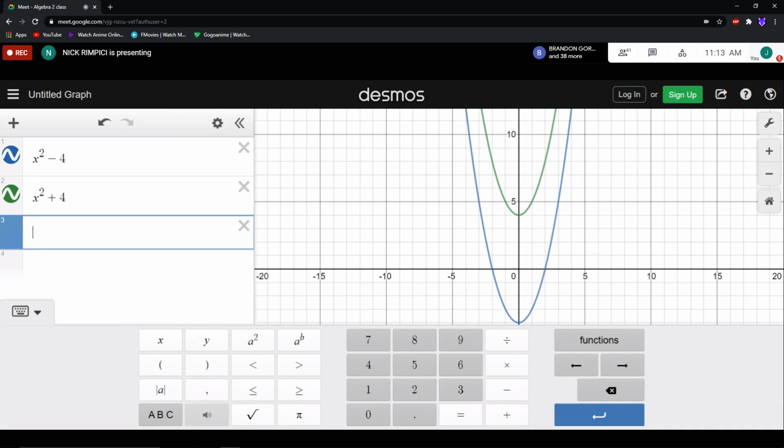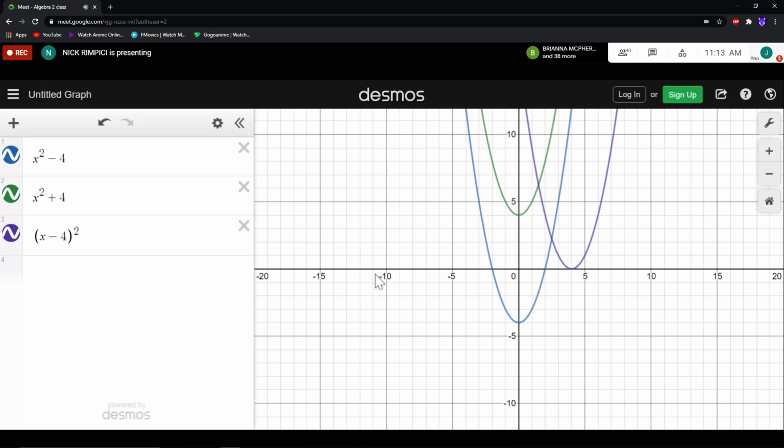The other choices were x minus 4, in parentheses, squared. Okay, that's this purple one. This one is right of the origin. So that's not the answer either. The one we had is down of the origin. This one's to the right.